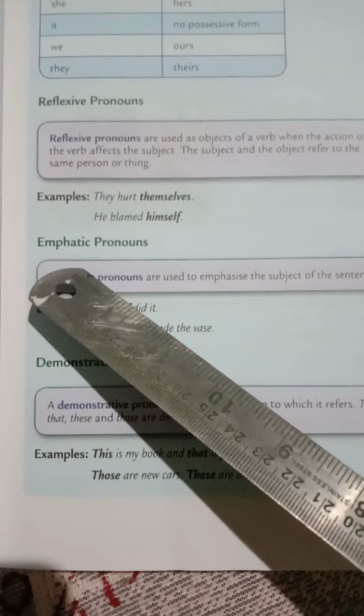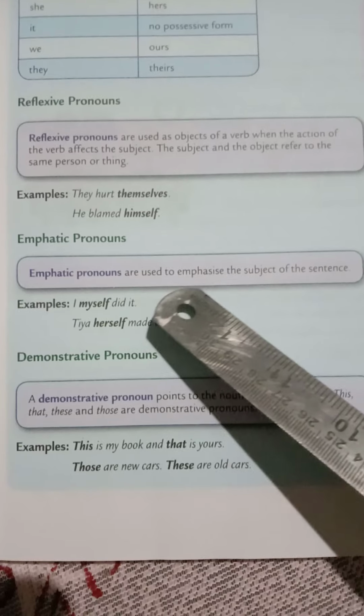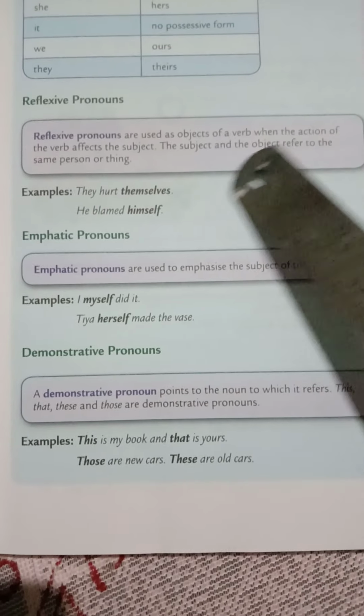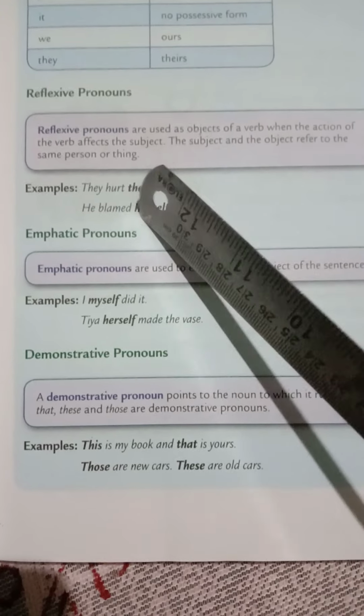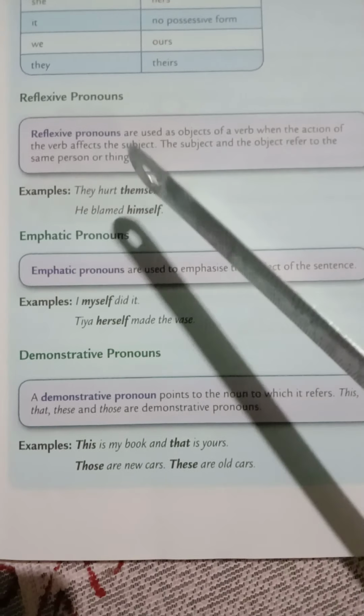The next is emphatic pronoun. So what is emphatic pronoun? Emphatic pronouns are used to emphasize the subject of the sentence. So here in emphatic pronoun, the subject of the sentence is what the emphatic pronoun is used to emphasize. What does an emphatic pronoun emphasize? The subject of the sentence.